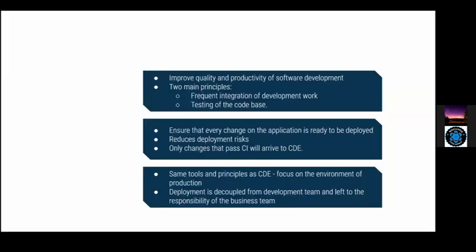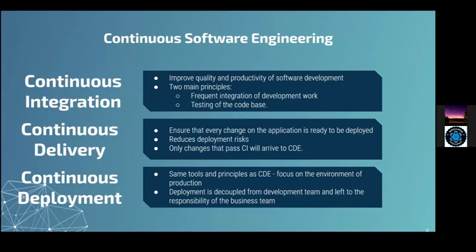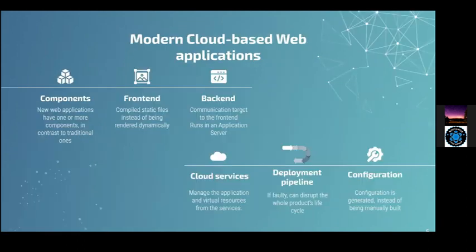They talk about CI, CDE, and CD, where CI improves the quality of the software development. CDE ensures that the changes made are ready for deployment. And CD basically decouples the deployment from the business team, where they can deploy the whole app without being limited by technical issues. So basically, modern web apps are made of more than one normal component and have some different things than normal apps that aren't based in the cloud. As such, this model has to be aware of those different things.